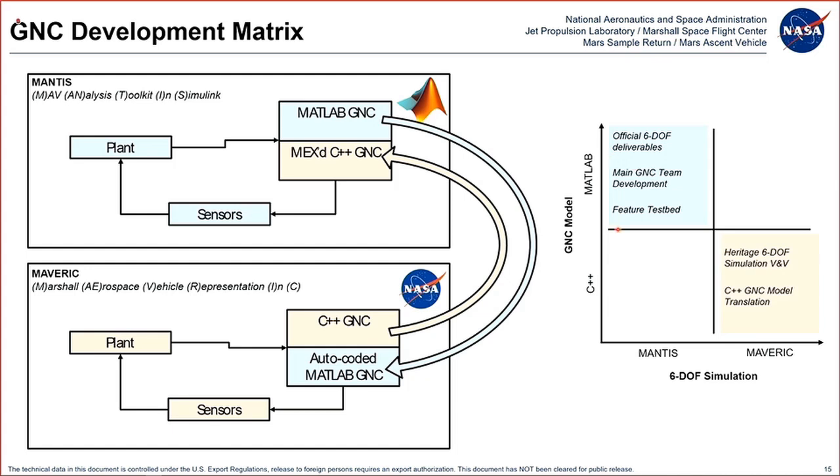We then have, on the other side of the matrix here, Maverick, so C++ simulation, C++ 6DOF, C++ GNC. In this case, we essentially use this for verifying our simulation in MATLAB with a heritage simulation.